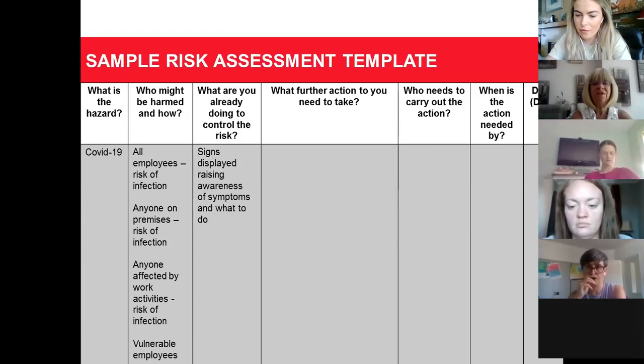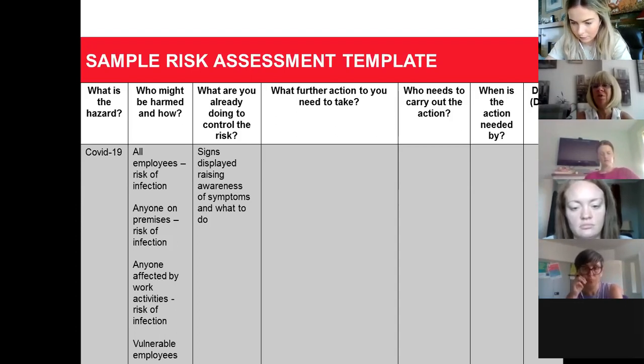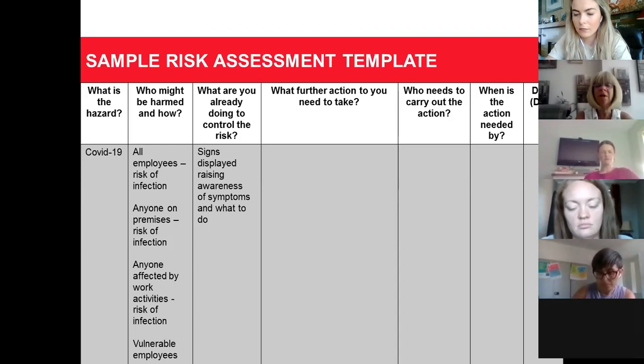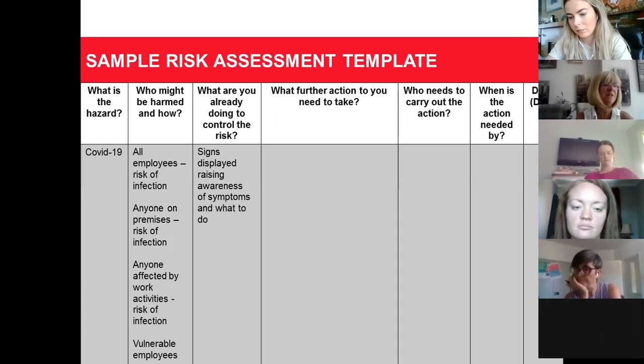So what are you already doing to control the risk? I've already mentioned that you may have already put some controls in place prior to going on lockdown. So this is your opportunity to document those controls. We know that hygiene is a big factor when it comes to control of the virus. So you may want to put in this column that you actually have your premises cleaned regularly every day, to make sure that your hygiene is up to scratch and is at a level to protect against risk of infection. So that's the type of thing that you will put in this particular column.